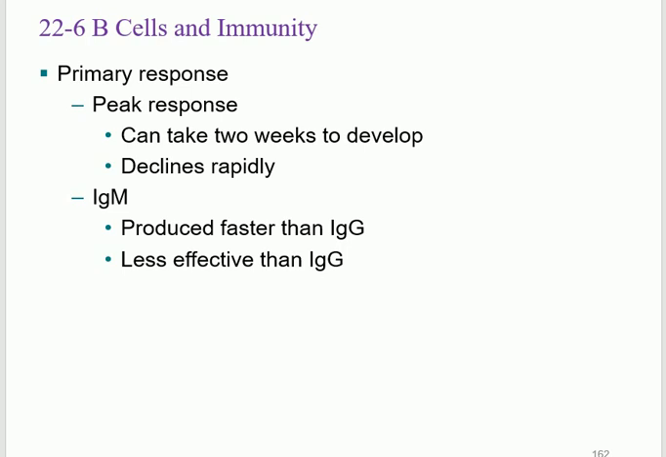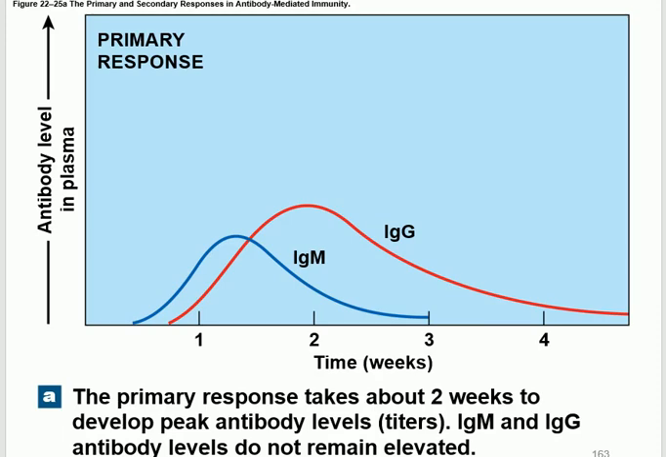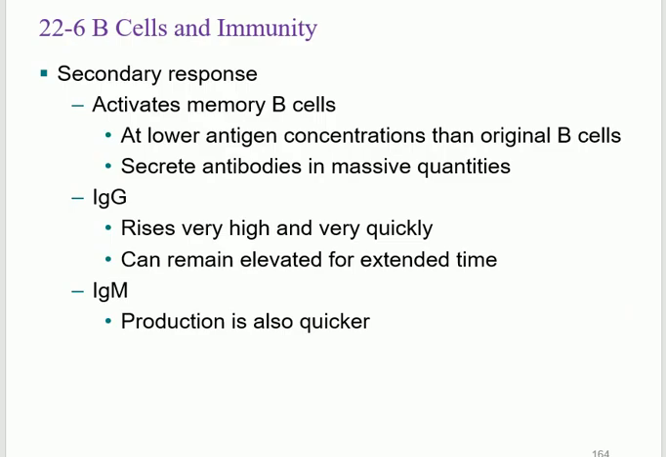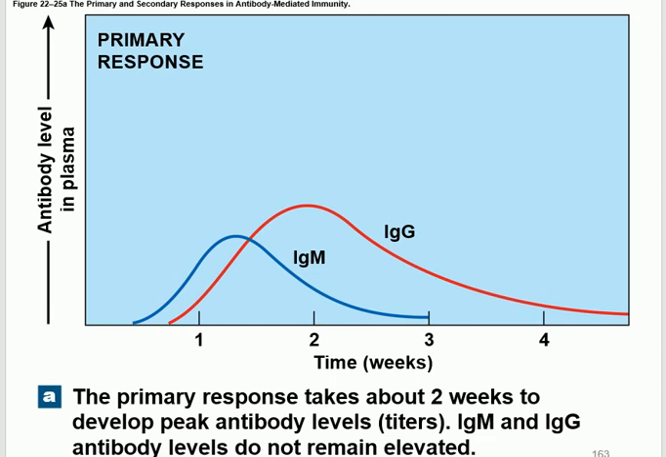So secondary response, this is your second time or more than one time, not necessarily second time that you're exposed. And if that's the case, M starts, but G will continue with you. And we have the memory cells to help us tell what we should do.